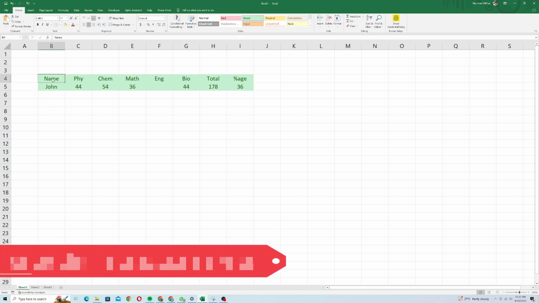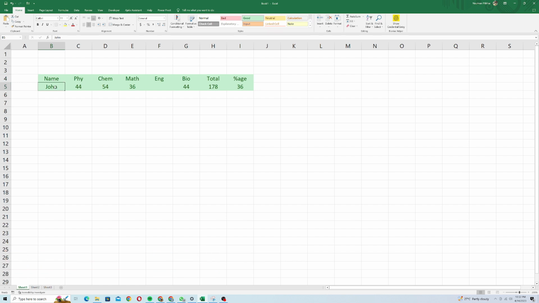So you can see there's a name of a student, John, and he has got some marks in the subject exam. The paper of English is still pending. The 44 marks he got in biology and a total of 178. All of these marks are out of 100, so his percentage is actually 36.